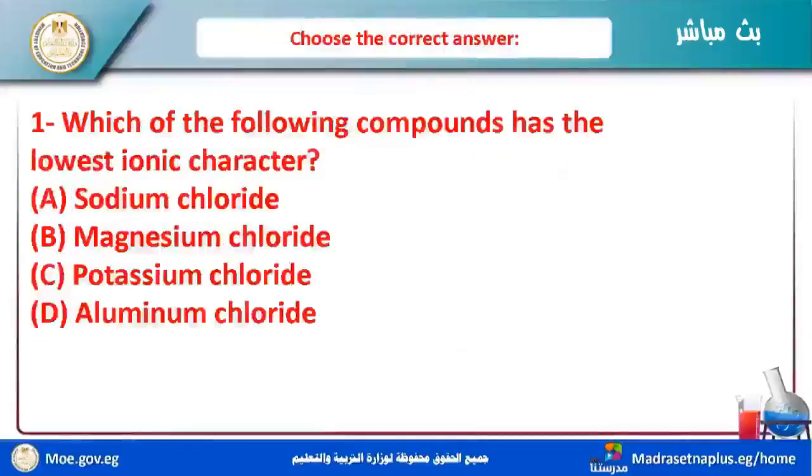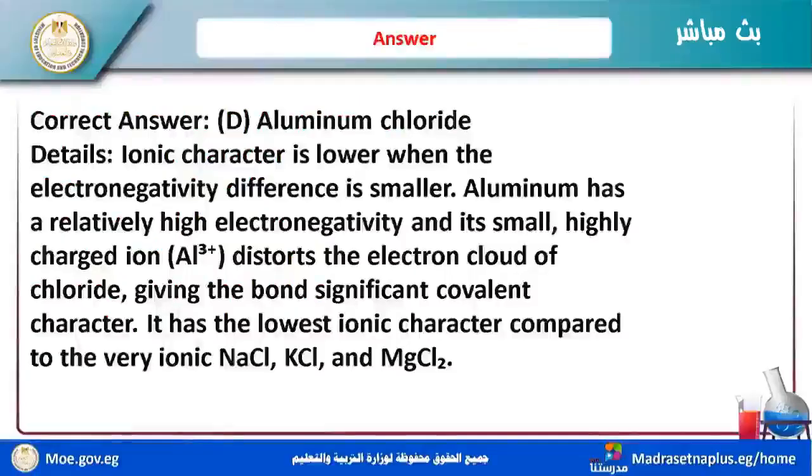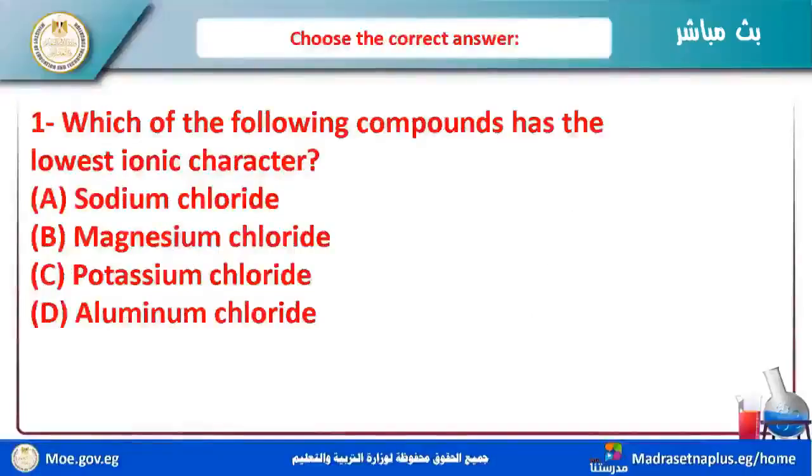Now, which of the following compounds has the lowest ionic character? Sodium chloride, magnesium chloride, potassium chloride, or aluminum chloride? Now, we have many examples and you need to explain that. Now, which one is the lowest? So the aluminum chloride. Why is it aluminum chloride?